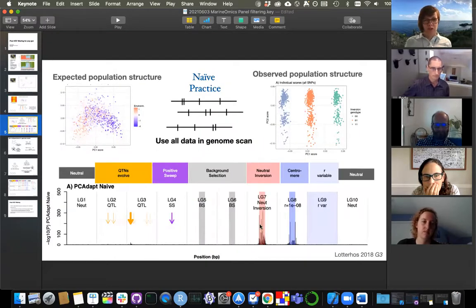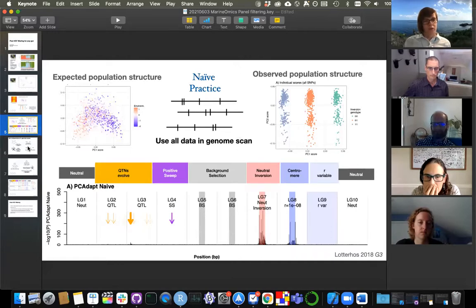So I simulated a bunch of different stuff. There was a neutral inversion, a centromere in these simulations on 2 linkage groups. And the SNPs only took up like 5% of the total SNP data, but it still really drove the principal components if you used all of the data in the genome scan. And I've seen it really drive other ways of estimating and looking at structure as well.